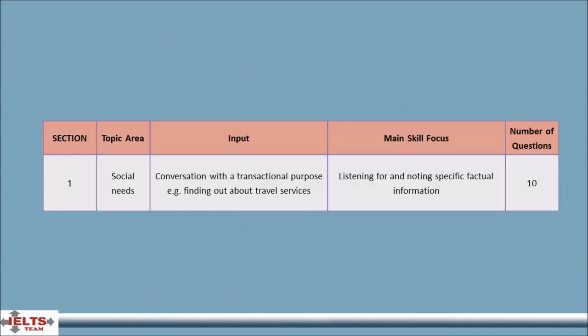Sections 1 and 2 of listening examine the types of listening skills needed for survival in an English-speaking country in normal life situations. The topic of the first section of the IELTS listening test is social needs. It is a dialogue between 2 people with transactional purpose, such as finding out about travel services or booking a hotel or car. The main skill focus is on listening for and noting specific factual information.